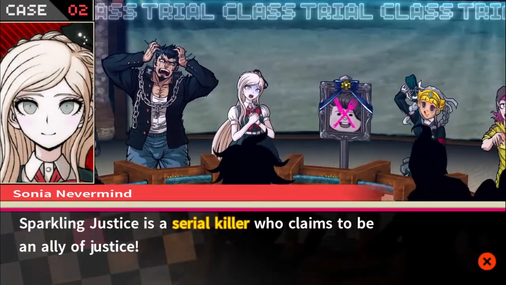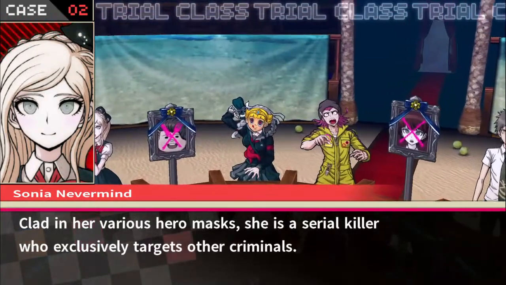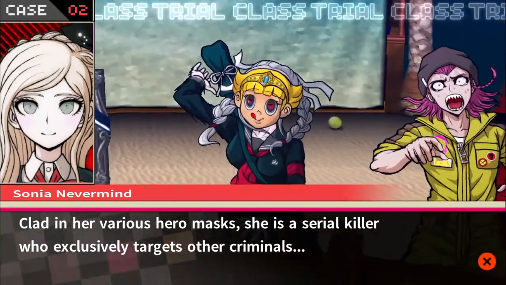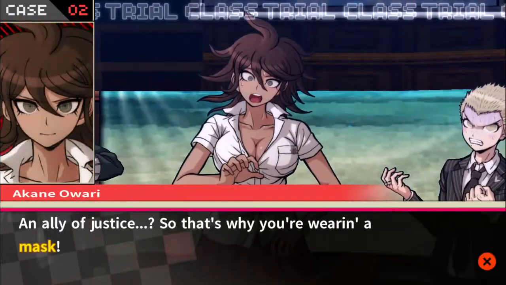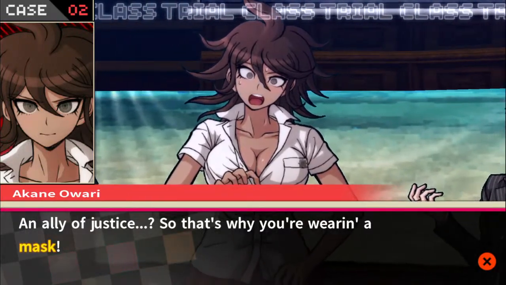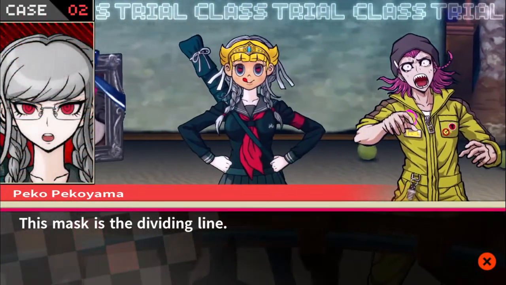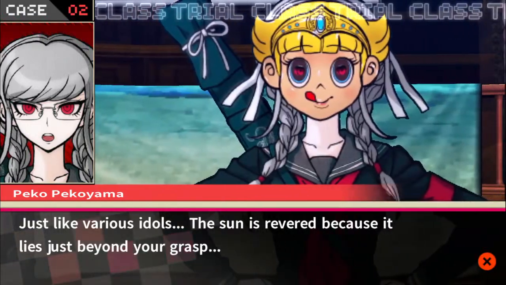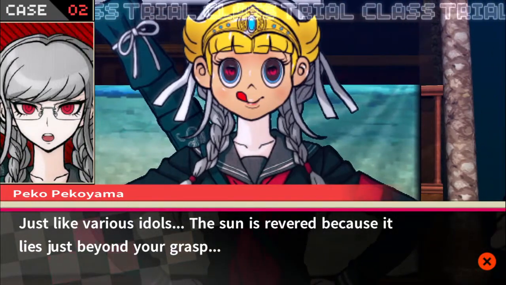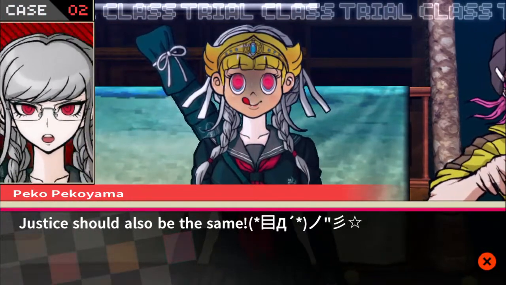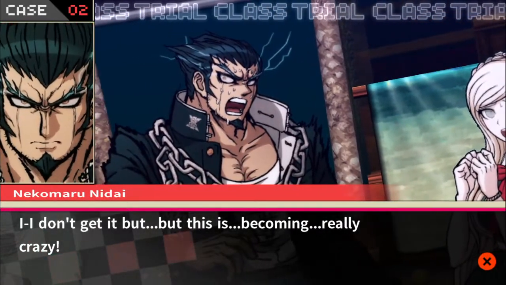Sparkling Justice is a serial killer who claims to be an ally of justice. Clad in her various hero masks, she is a serial killer who exclusively targets other criminals. She is supposed to be... but... Huh? An ally of justice? So that's why you're wearing a mask? This mask is the dividing line. Just like various idols, the sun is revered because it lies just beyond your grasp. Justice should also be the same. I don't get it, but this is becoming really crazy!